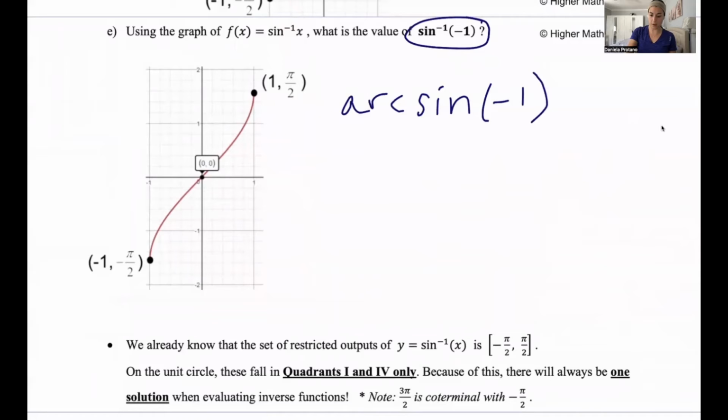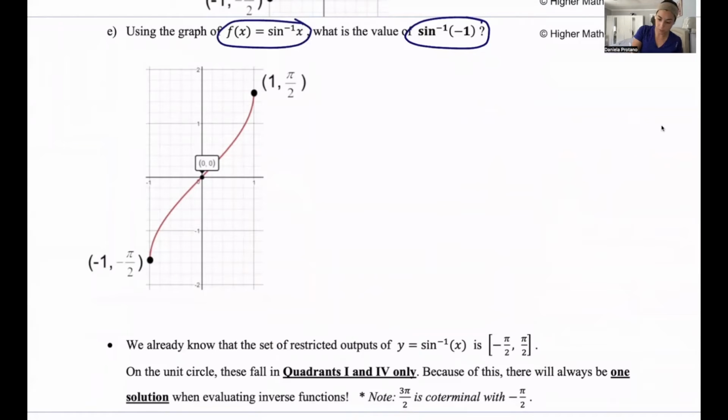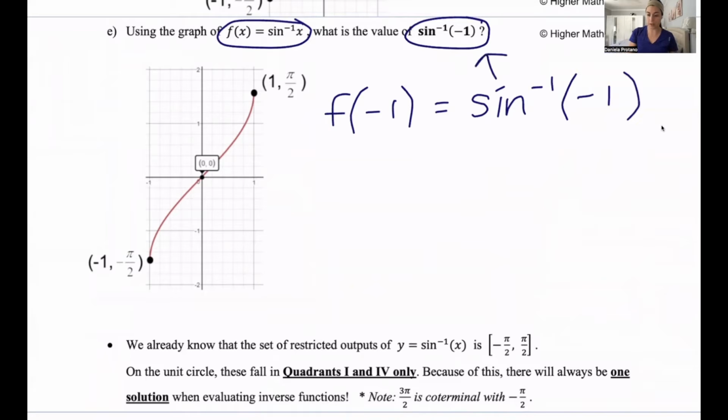So it's saying the same thing. We're going to input -1 into the function. So if f of x was inverse sine of x, we're looking for f of -1, because if I substitute -1 into the x spot, this is what we're trying to look for. If you remember from Algebra 2, this is asking what is the y value when you input -1 as your x value. In other words, when we look at the ordered pair, when x is -1, what is the y value?